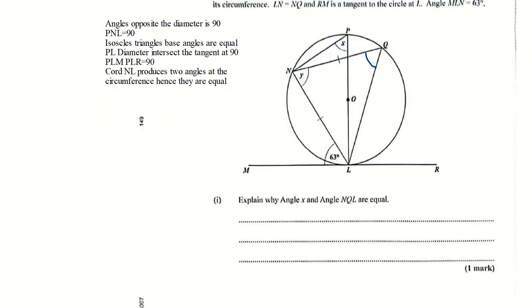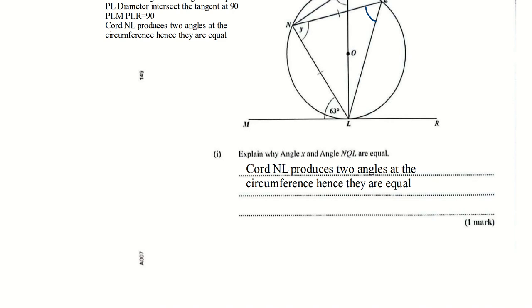So, are there any other rules? No. Let's read this first one. Explain why angle X and angle NQL are equal. That's immediately the last one. Chord NL produces two angles at the circumference, hence they are equal to each other. Right? And that's the answer there. Let's go to the next one.